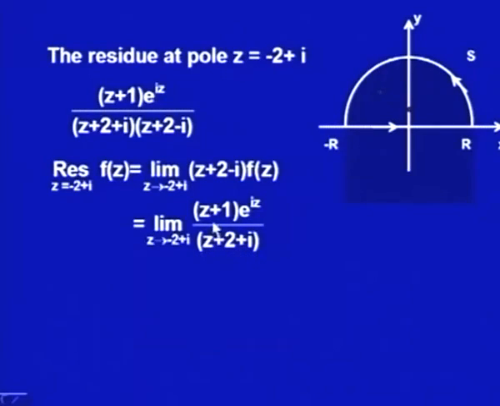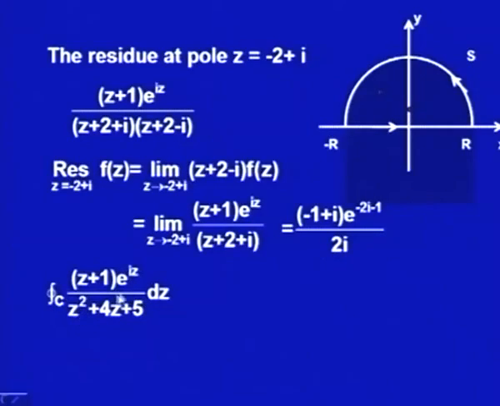To evaluate this limit, first we just have to put in our value z = −2 + i. So, from here, z + 2 is i, and z + 1 would be −1 + i. So, what we are getting is (−1 + i) e^(−2i − 1) upon 2i, as usual.